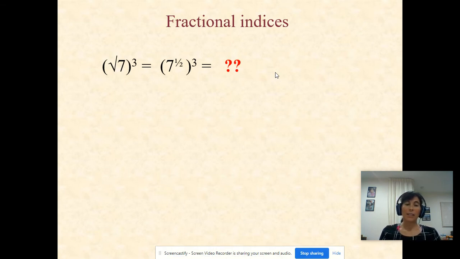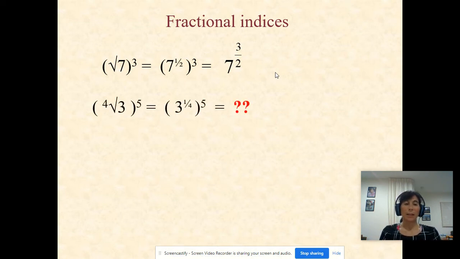If we move on here in this example, we've got the square root of 7, cubed. Well, we know that's the same as 7 to the power of a half, all cubed. We've already learnt that if we have a power of a power, we multiply the numbers together. So that means a half times 3. We're going to have 7 to the power of 3 over 2.